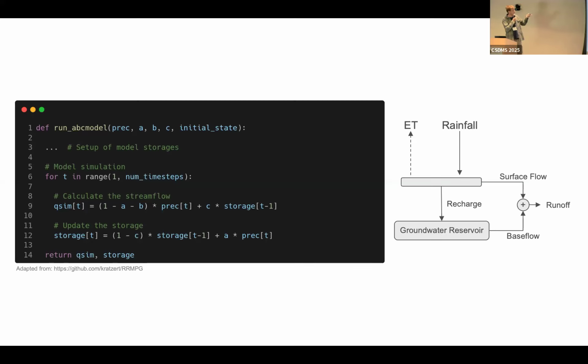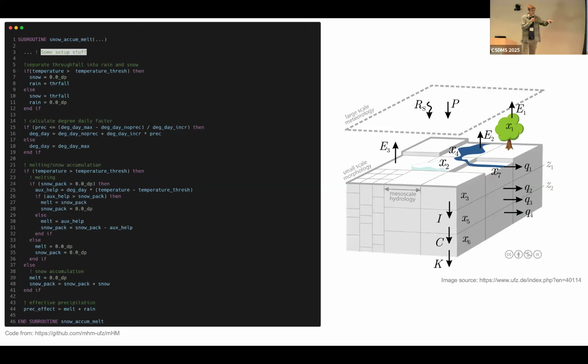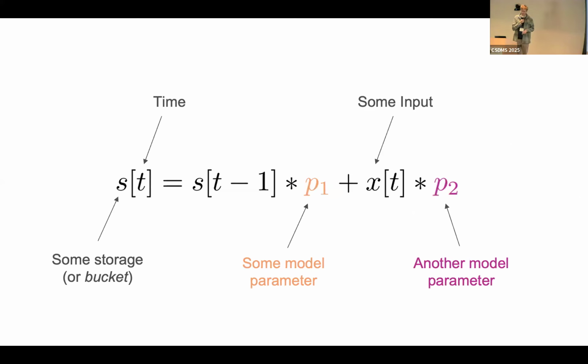This is true for models like the ABC model. It's also true for more complex physical-based or conceptually based models like the HBV model. And it's also true for one of our most complex physical models like the mHM, a model with tens of thousands of lines of Fortran code. If you look at the code carefully, there's one equation that you will find constantly, which is this one. So I have, I think, 2 slides with equations. This is one of them.